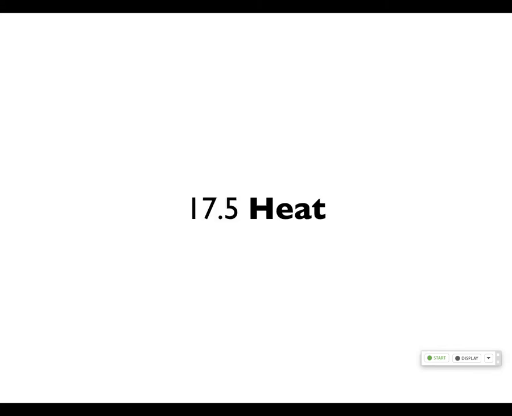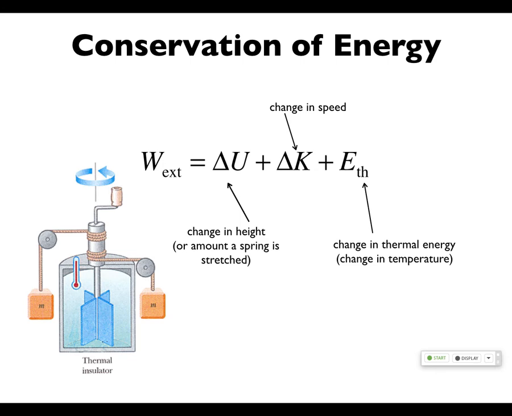Okay, so let's talk heat. All right, so heat. Let's go back to our conservation of energy issue. This is what we just learned, right? So the external work is equal to all this stuff from the isolated system: change in potential energy, change in kinetic energy, and thermal energy, which up until now has really just meant friction. But what happens with friction? What do you get? Heat.